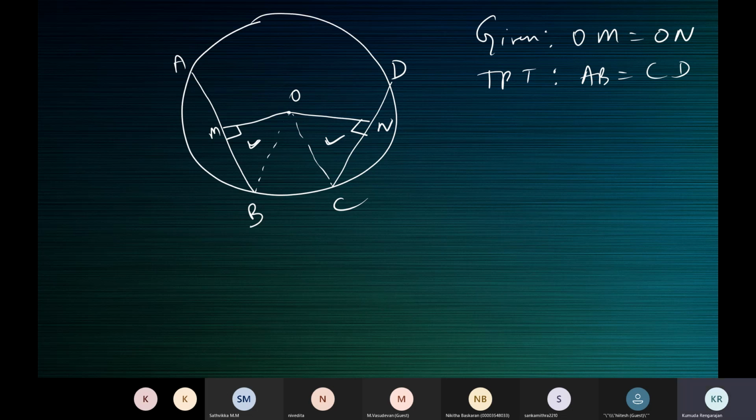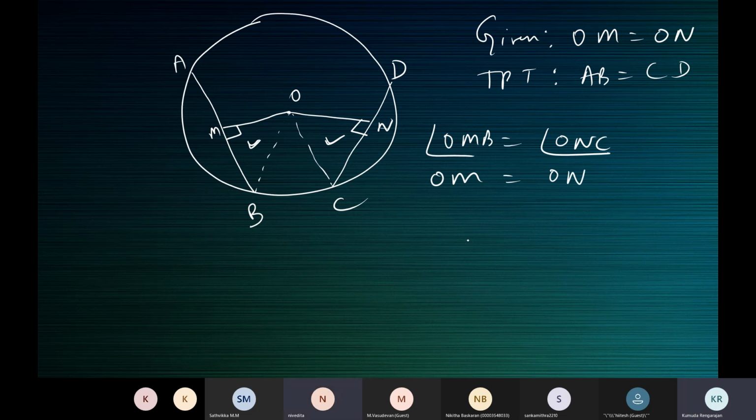Just tell me the information. Tell me the equalities we'll have to list to show that triangle OMB is congruent to triangle ONC. Angle OMB is equal to angle ONC, ma'am. They're 90 degrees. Okay. Very good. Next. OM is equal to ON, given. Correct. Next. OB is equal to OC, radii of the circle. Very good.